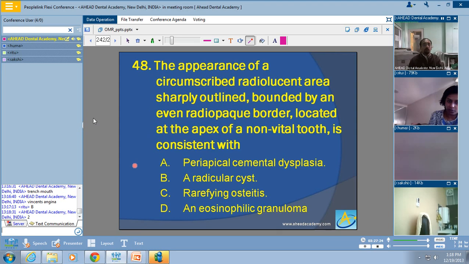48. So what will be this answer? The appearance of a circumscribed radiolucent area sharply outlined, bounded by an even radiopaque area located at the apex of a non-vital tooth is consistent with? Well, the moment the word non-vital tooth comes, it becomes a very easy answer, isn't it? So the correct answer is radicular cyst. Why not periapical cemental dysplasia? Because periapical cemental dysplasia is always present at the apex of a vital tooth, okay? So the correct answer is choice B, radicular cyst.